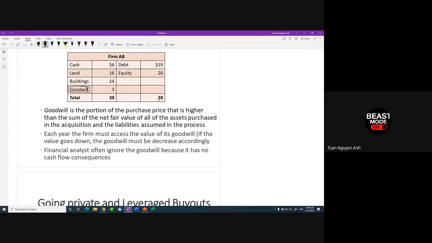Each year the firms must assess the value of goodwill. So every year we have to assess the value of the goodwill. If the value goes down, the goodwill must be decreased accordingly. So we have to write down our assets. So the goodwill is something like nó không có thật, đúng không? Mình chỉ là tưởng tượng và mình expect là nó sẽ có giá trị đấy trong tương lai. Đấy. Về mặt balance sheet thì nó sẽ được ghi là goodwill.